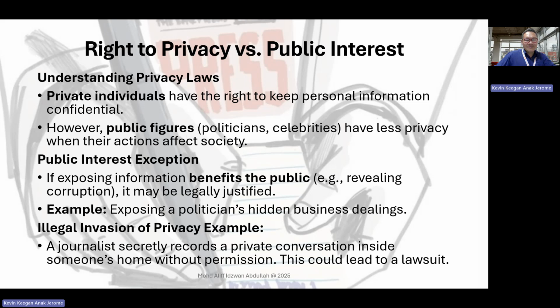Now, understanding privacy law: rights to privacy versus public interest. Private individuals have the right to keep personal information confidential. However, public figures, celebrities, and politicians have less privacy when their actions affect society. A public figure is for the public. You know what I mean? The prime minister is for the public, because the public votes for the prime minister and the prime minister's government. Example: exposing political hidden business dealings. Illegal invasion of privacy, example: journalists secretly recording a private conversation inside someone's home without permission. This could lead to a lawsuit.